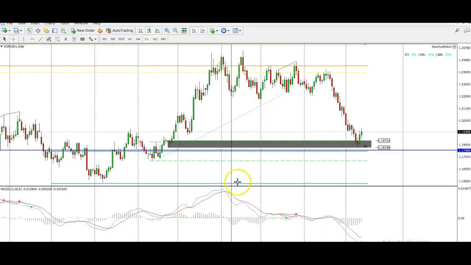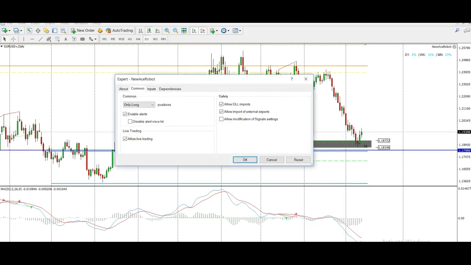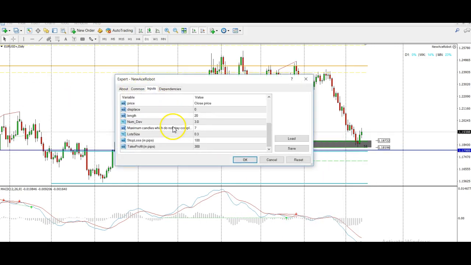So my stop loss on this one. I'm going to go to expert advisors. I'm going to go to properties. I'm going to go to inputs. I'm going to go to my stop loss. I have it really set at 100 pips to 300 pips for the swing trading, but 100 pips.